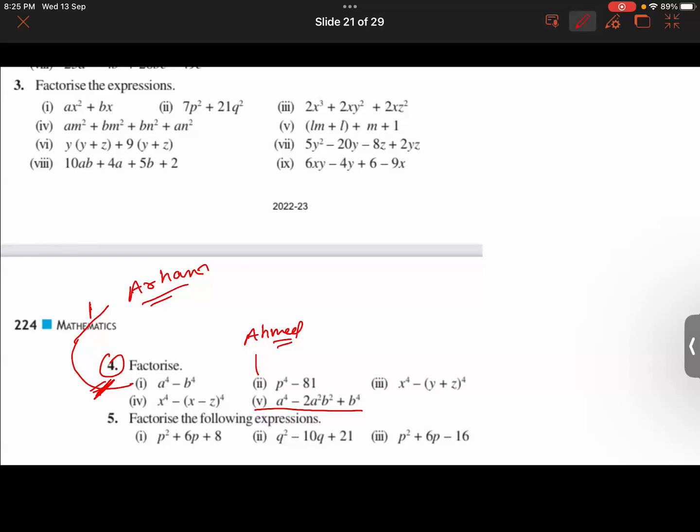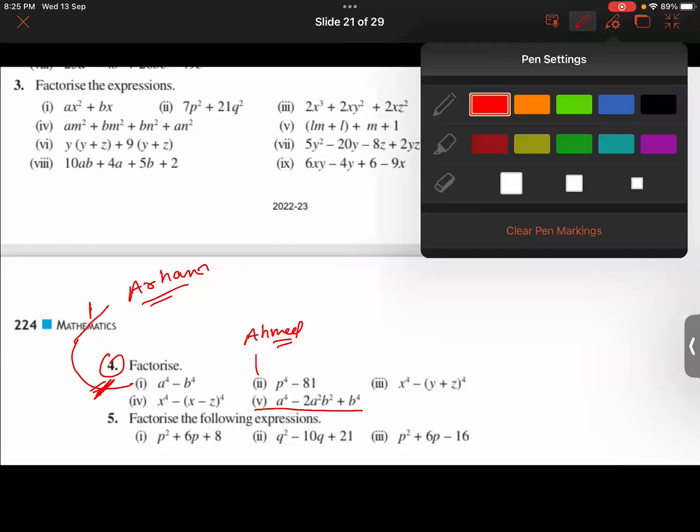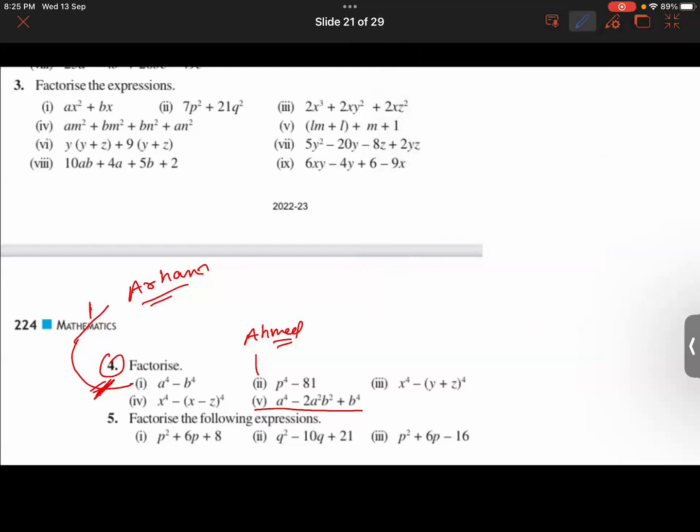Sir, I've solved it. Okay, what is the answer? P minus 3, P plus 3, P square plus 9. P square plus 9. Right. Okay, let's see it. That's p raised to the power 4 minus 81.